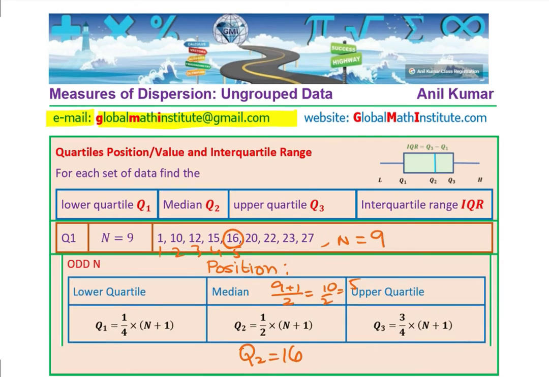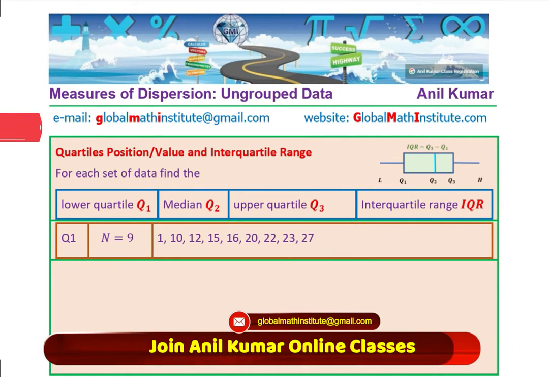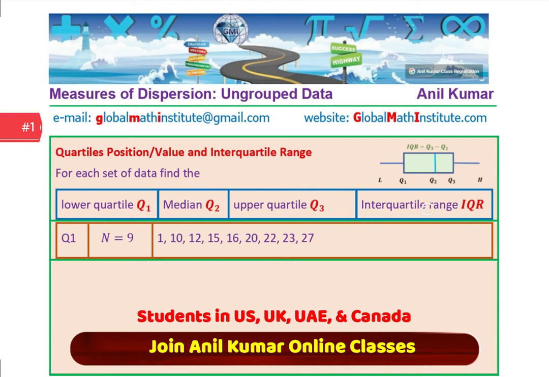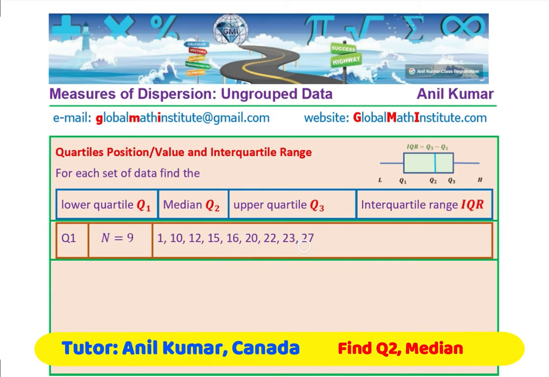Let's move on with the solutions of these questions one by one. Right. So the very first one, as I was saying, we need to find lower quartile, median, upper quartile, and interquartile range for the 9 elements given to you: 1, 10, 12, 15, 16, 20, 22, 23, 27. All are actually arranged in increasing order. If they are not arranged, you need to arrange them in increasing order. Make a note of this, right? So arrange in increasing order.